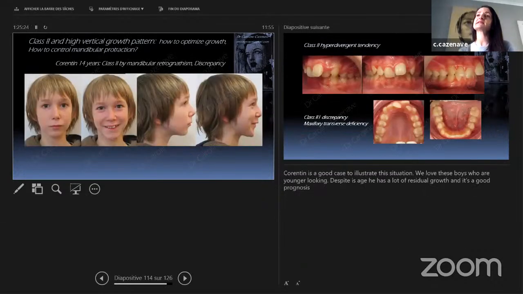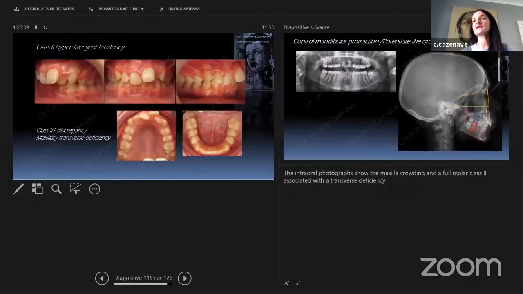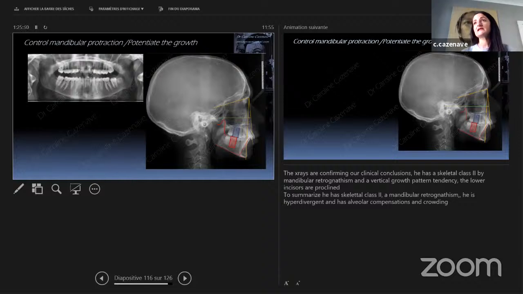Corentin is a good case to illustrate this situation. We love these boys who are younger looking. Despite his age, he has a lot of residual growth and it's a good prognosis. The intraoral views showed the maxillary crowding and the full molar class 2 associated with a transverse deficiency. The X-rays are confirming our clinical conclusions. He had a skeletal class 2 mandibular retrognathism and vertical growth pattern tendency.